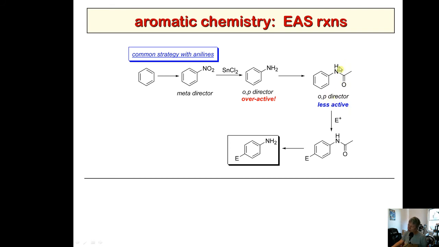So now we can easily attach something at the para position, and then hydrolyze off the amide, and then we're left with this. This is one of the strategies you learned. Another strategy we learned is, well, we could keep going and turn it back into a nitro, right? So we can reduce the nitro to an amine, and we can oxidize the amine back to a nitro.